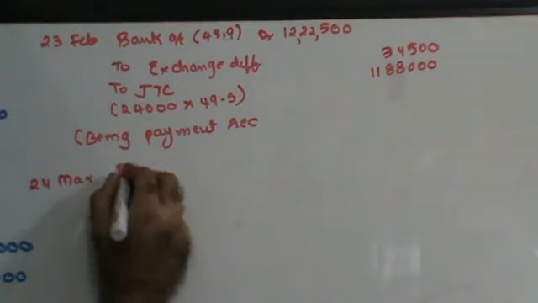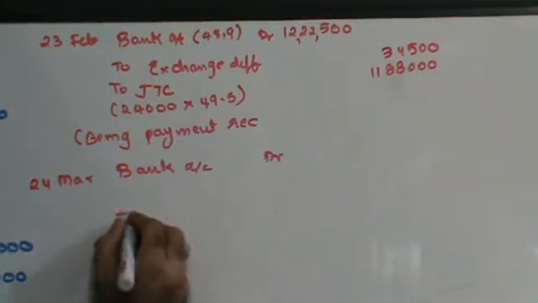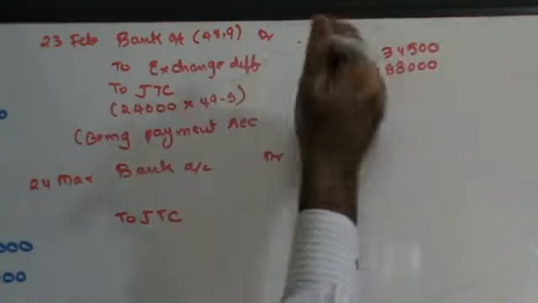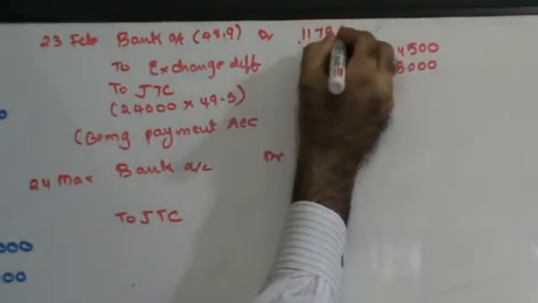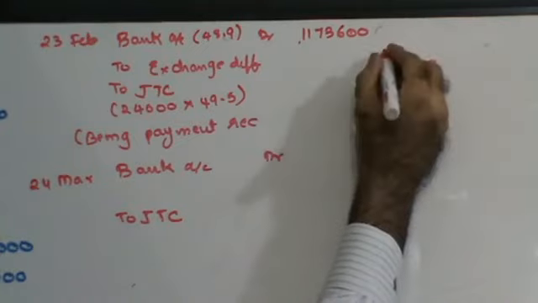Again, you receive payment. Money is coming in. Bank account debit to Jerry Trading Company. Oh, sir, the bank amount is wrong. Sorry. 11,73,600. And how much is the exchange difference in that case? 14,400.